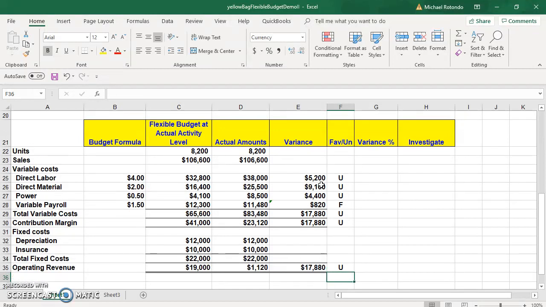Okay. So that's a basic flexible budget, and what we'll do in the next video is we'll take a look at what's called management by exception.